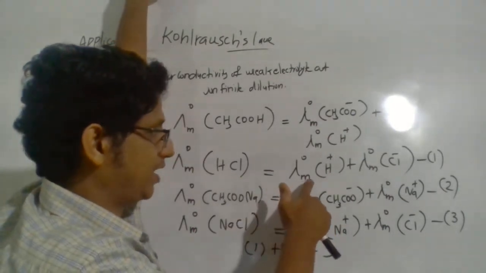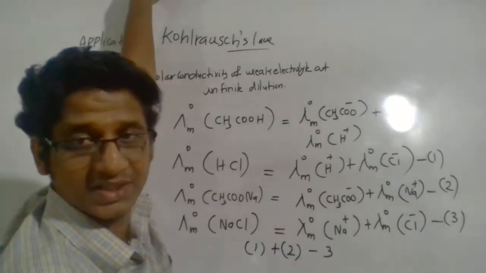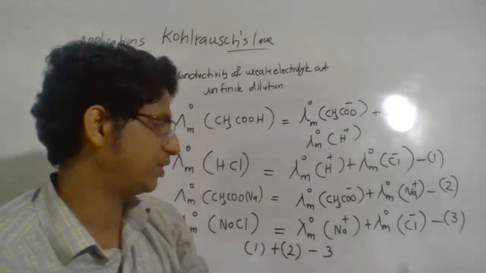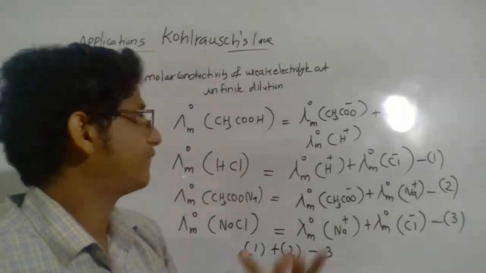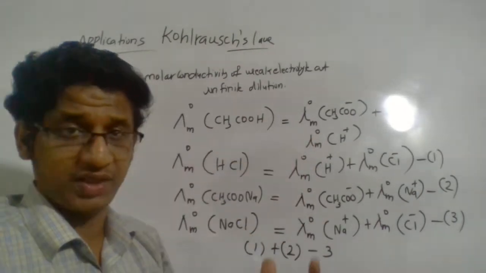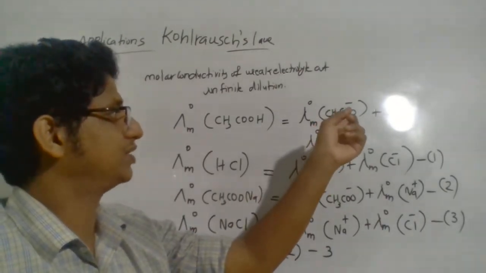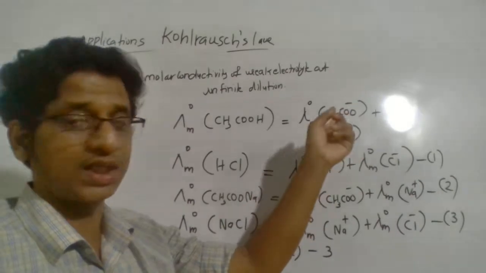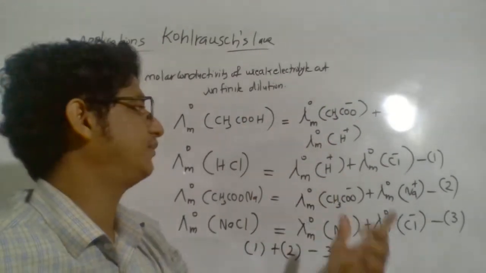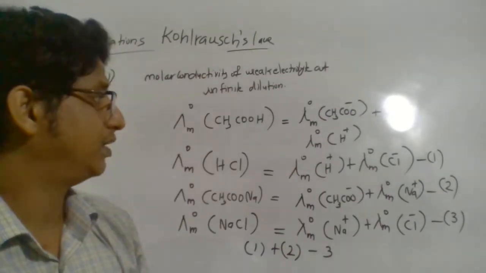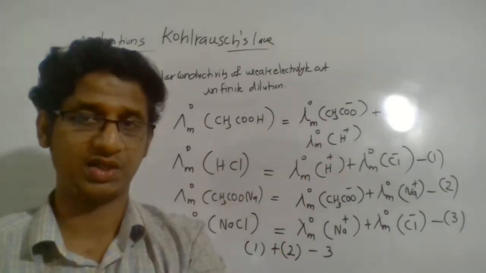It is lambda m0 H plus plus lambda m0 CH3COO minus, the summation of acetate ion and H plus ion at infinite dilution. That is what we want, right? For a weak electrolyte, we know that the molar conductivity at infinite dilution is the summation of the molar conductivity of acetate ion at infinite dilution plus the molar conductivity of H plus ion at infinite dilution. That's how we know the molar conductivity of acetic acid, which is a weak electrolyte.